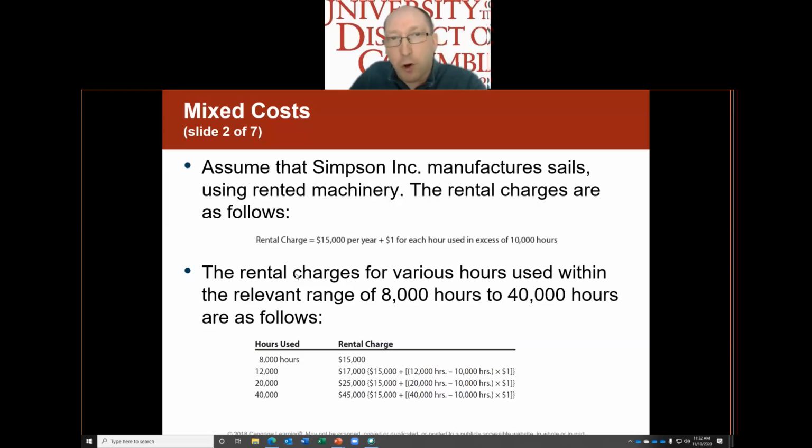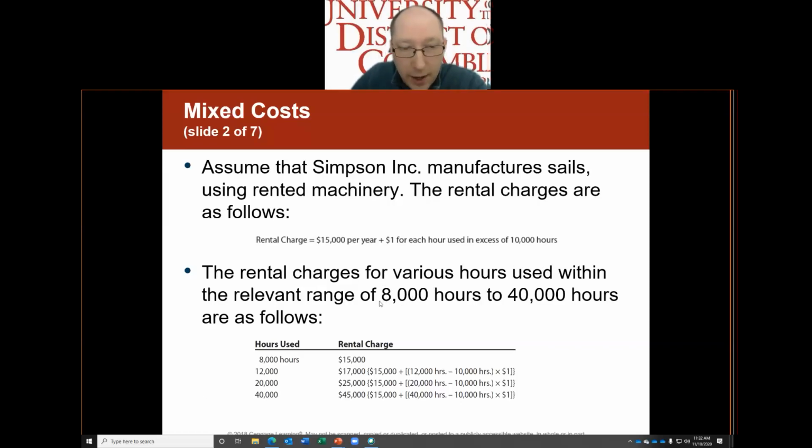And you've seen this before, right? Let's say you rent a U-Haul truck if you're moving. You rent the U-Haul truck, and they'll say, oh, great, it's $20 base rent plus $1 for every mile, or something like that. It's the same concept. So here's how that's formulated. The rental charge varies based on the hours used.